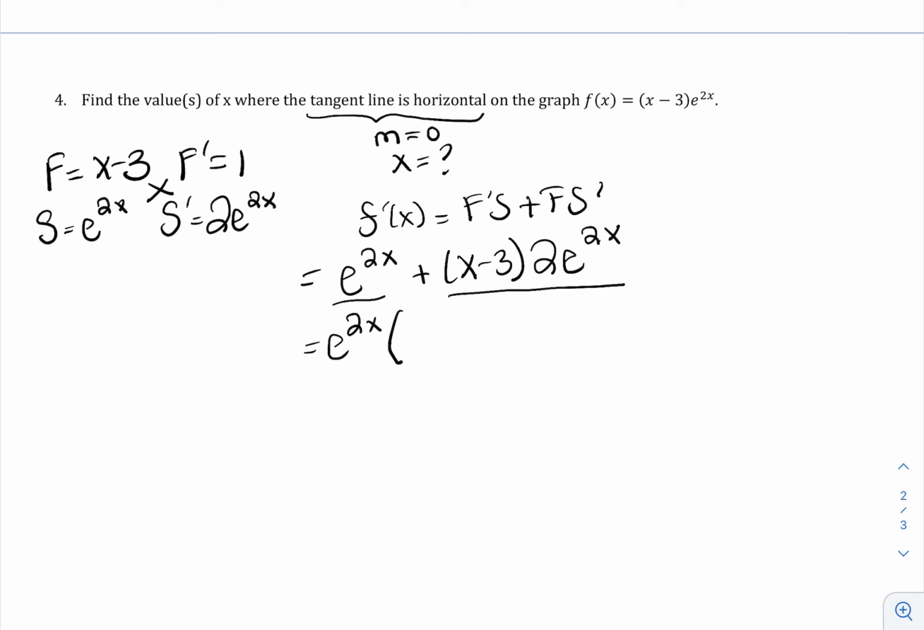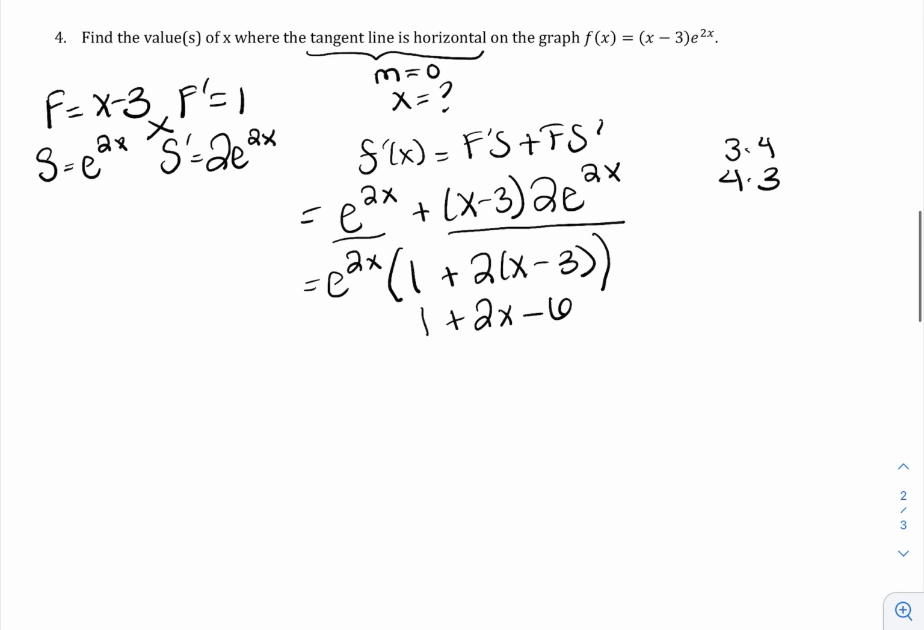In the first term, I'll be left with the 1. And in the second term, I'm actually going to put the 2 in front of the x minus 3. Because remember that 3 times 4 is the same thing as 4 times 3. So they're being multiplied, I can switch the order. And then I'm going to clean up the inside a little bit by distributing the 2, 2x minus 6, and combining like terms, which is going to give me 2x minus 5. So my final derivative is f prime of x is equal to e to the 2x times 2x minus 5.